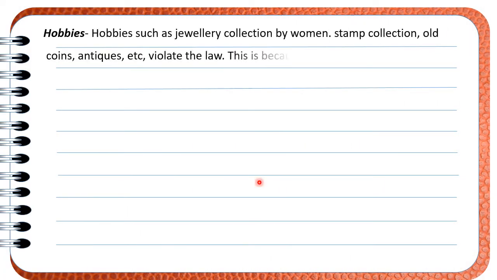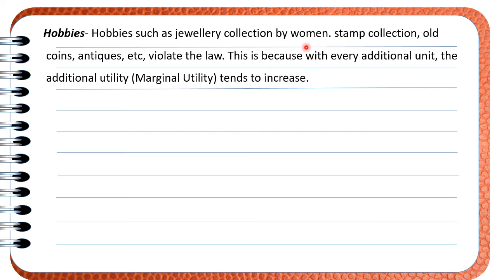Next is hobbies. Hobbies such as jewelry collection by women, stamp collection, old coins, antiques, etc. violate the law. This is because with every additional unit, the additional utility tends to increase. With every jewelry, the hunger for new jewelry is increasing. With every new stamp, you want to have more and more new stamps.